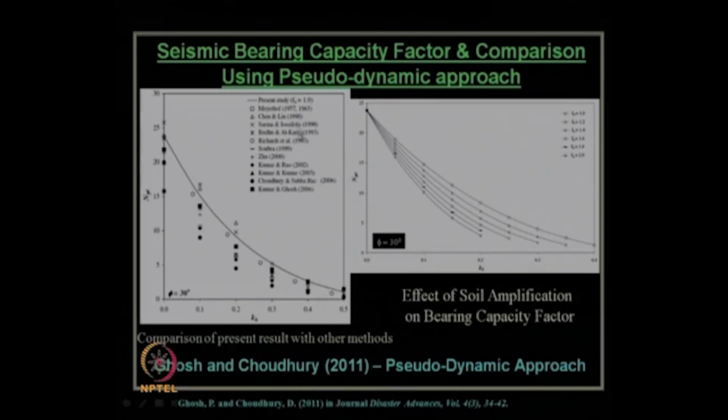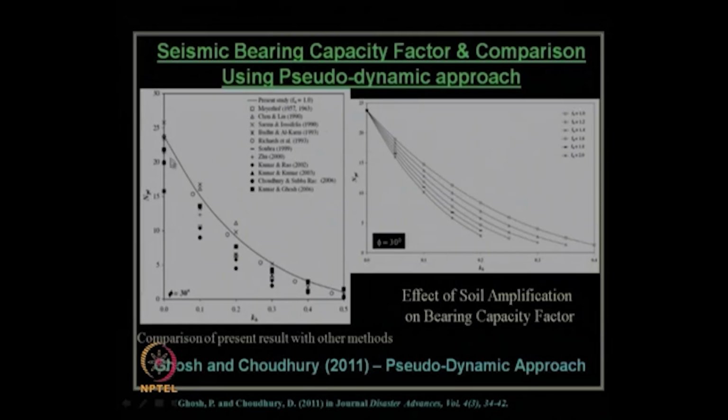However, in pseudodynamic, as we have mentioned, we can consider various dynamic related properties like soil amplification, shear wave and primary wave velocity, then duration of earthquake motion, frequency of earthquake motion and so on. Whereas, the validation was at kh equals 0 and kv equals 0, that is the static case, where the value must match with that of Richards et al. 1993, right, that is a validation. So, that has been matched over here.